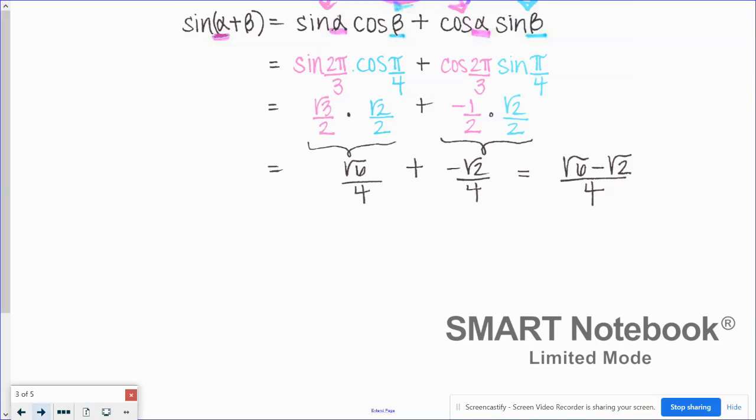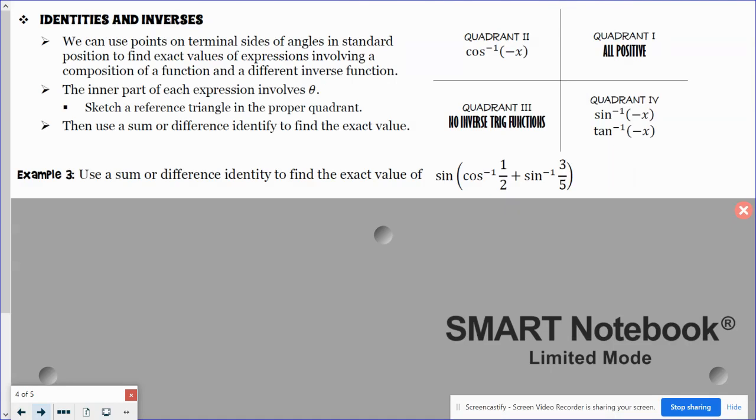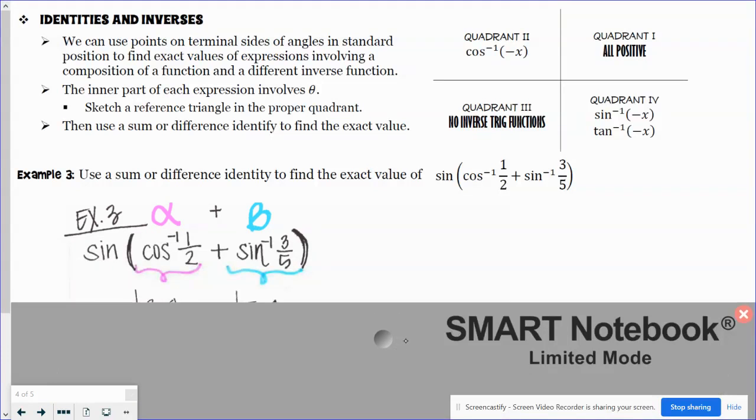And we can do similar problems involving inverses. When we draw our reference triangles, we want to make sure we're in the proper quadrant. Cosine inverse of 1/2 is positive, so I'm going to draw a triangle in quadrant 1. Sine inverse of 3/5 is once again positive, so that one is also in quadrant 1. Let's check out my triangles.